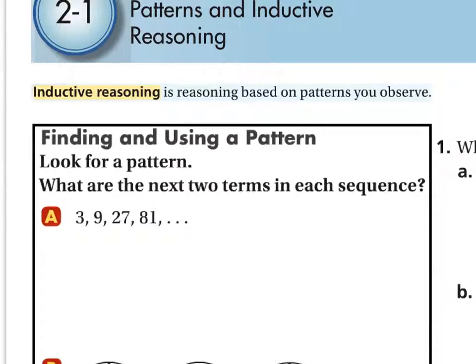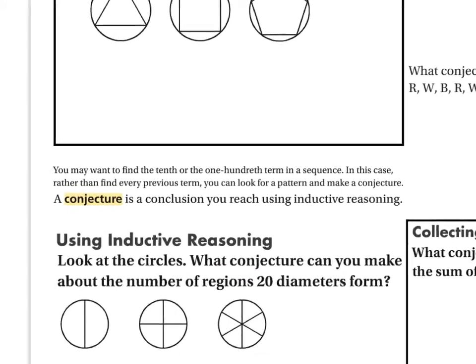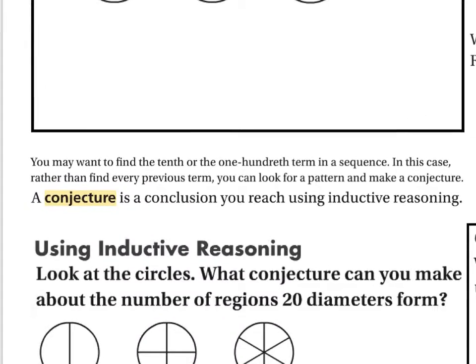Let's go through and do some more vocab before we start looking at our examples. Down in the middle of the page, we have something else called a conjecture. You may want to find the 10th or 100th term in a sequence. Rather than finding each individual term, we can find a pattern and make a conjecture about that term, which then might help us find that term. So a conjecture is a conclusion you reach using inductive reasoning, looking at a pattern.